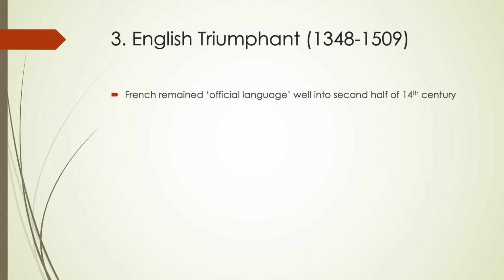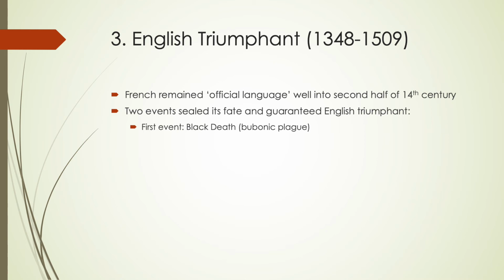So French still remained an official language in England well into the second half of the 14th century, but there were a couple of very important events that sealed its fate and that guaranteed English would end up being triumphant. The first one was the Black Death, or the bubonic plague, and then also the Hundred Years' War that we had with France. So these are two very important things that guaranteed that English was going to end up becoming the language that was going to take power and was going to be used by everyone.